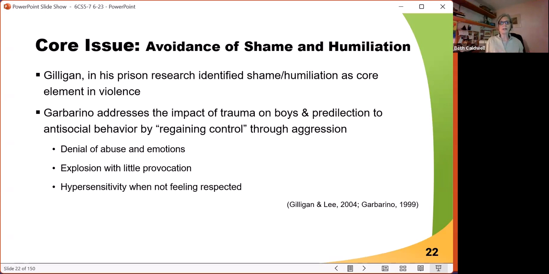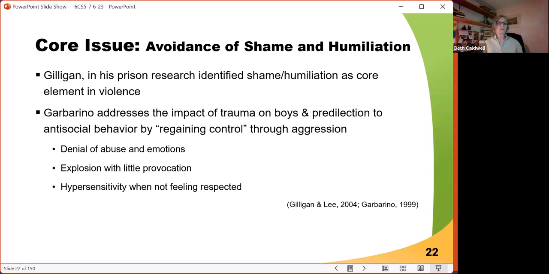And then James Garbarino, who was at Cornell University, studied violence with boys around the world. And it's interesting what he's finding too is that they have this antisocial behavior that can regain control through aggression. So just having that at the bottom and understanding what all of that means is important.